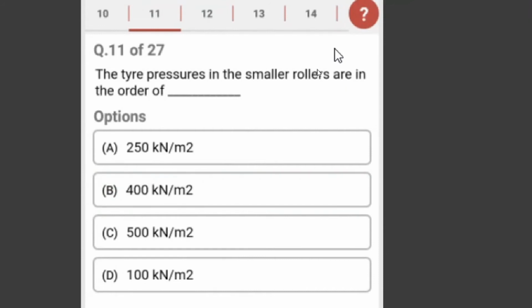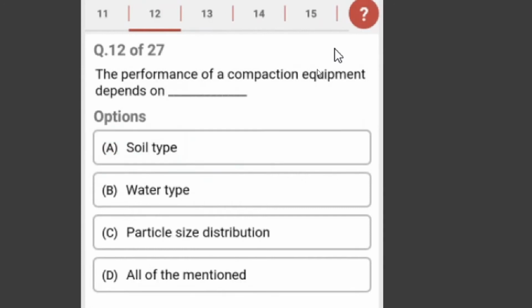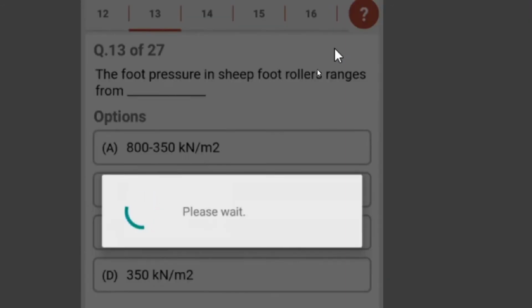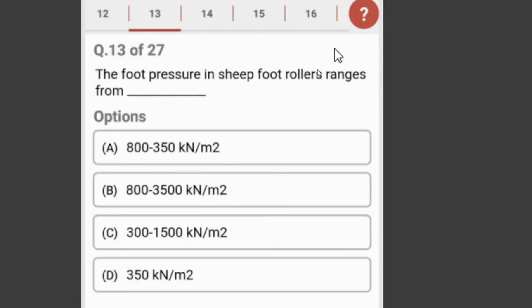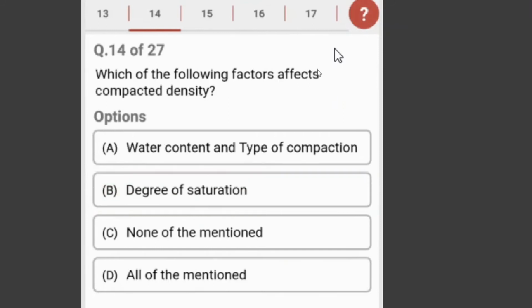The tire pressure in the smaller rollers is in the order of 250 kN per meter square. Next, the performance of a compaction equipment depends on soil type, water type, and particle size distribution. Next, the foot pressure in sheep foot roller ranges from 800 to 3500 kN per meter square. Which of the following factors affects compacted density? Water content and type of compaction affect compacted density.